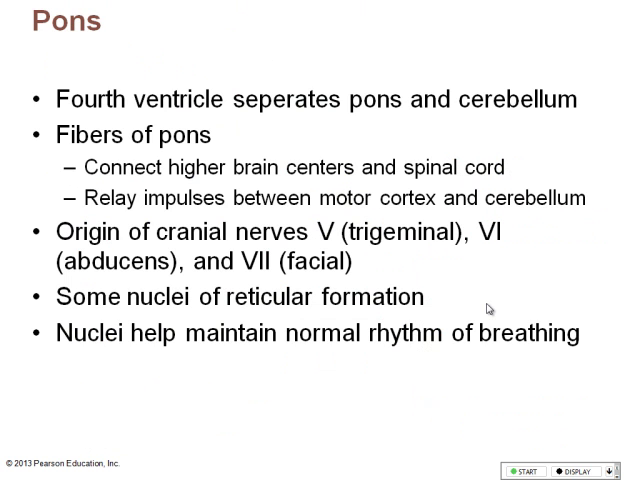In the pons, we see that 4th ventricle separates the pons and that back little guy that we're going to talk about in a minute called the cerebellum. Again, we're going to find fibers and connections to higher brain regions from the spinal cord here. In the pons, we're going to find the origins of some of the other cranial nerves like 5 and 6 and 7. The trigeminal, the abducens, and the facial. Again, each of those controls certain function in the cranial region.